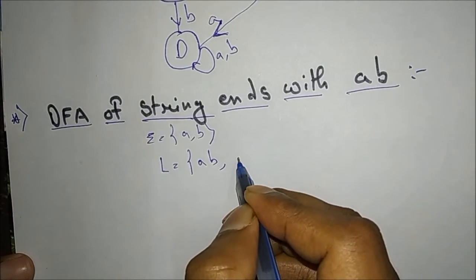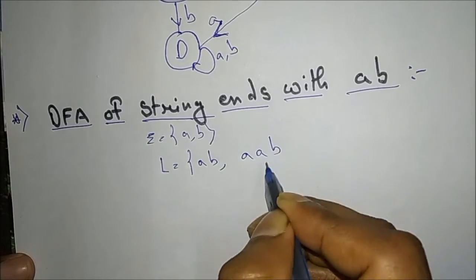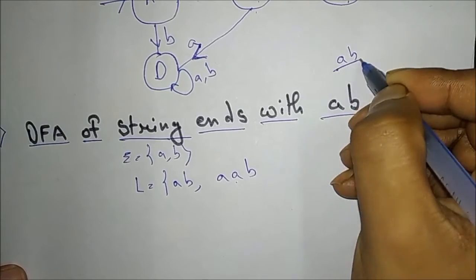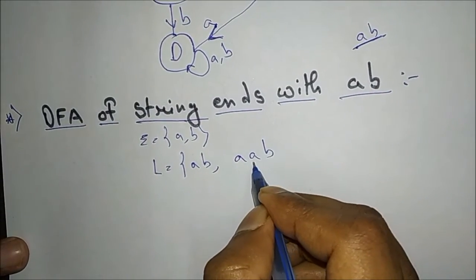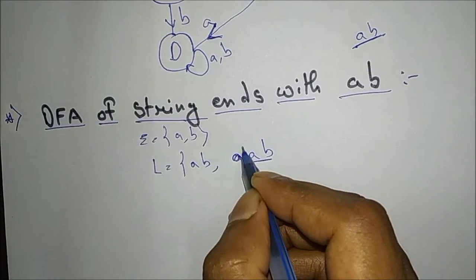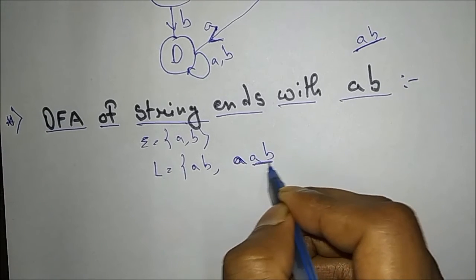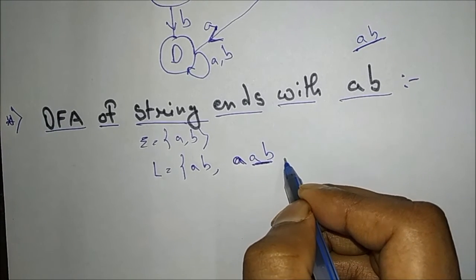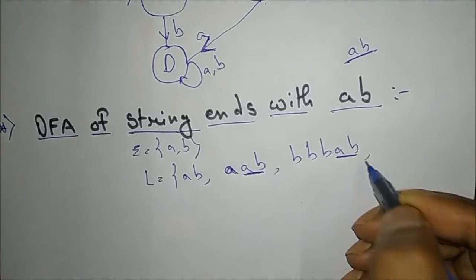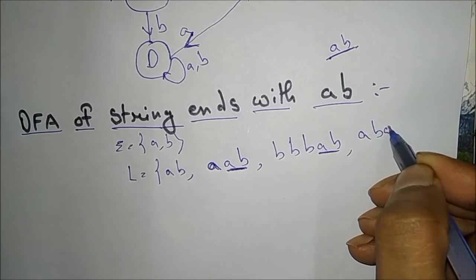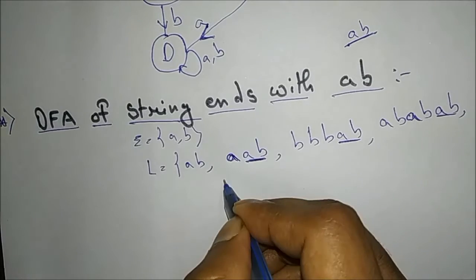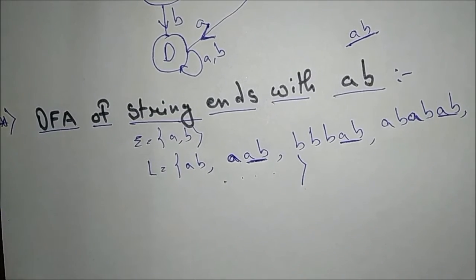And then AAB. In the previous video we saw strings starting with AB, but now we are seeing AB at the last, and at the front any number of A's or any number of B's can come, and we'll accept it. So at the last AB is coming, means the string is ending with AB. Now BAB is also accepted, and ABAB is also accepted, because the string is ending with AB, and so on. So this is also an infinite language.